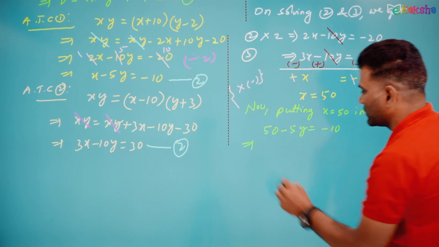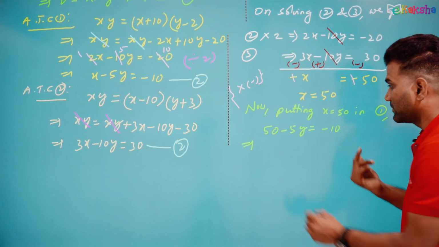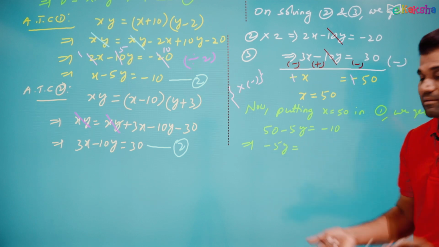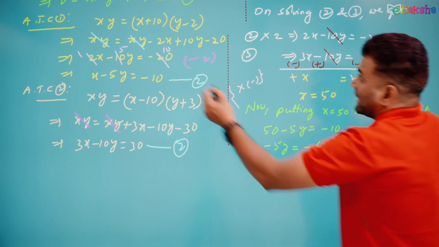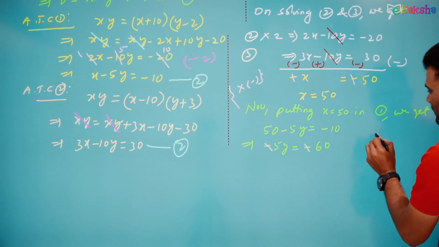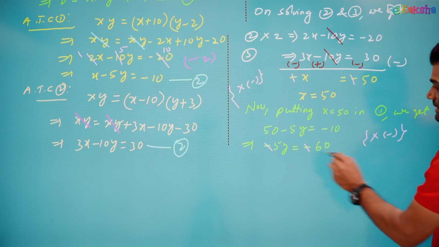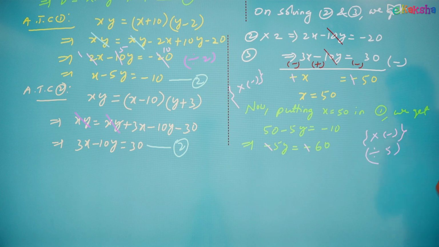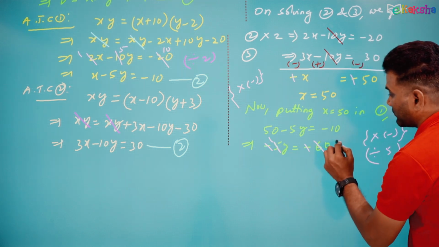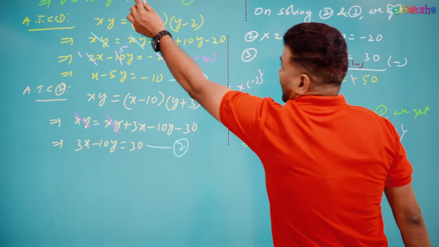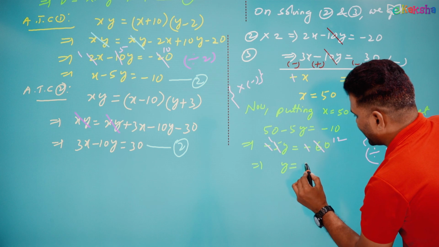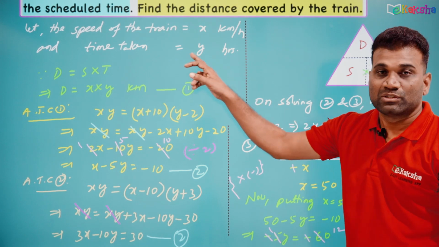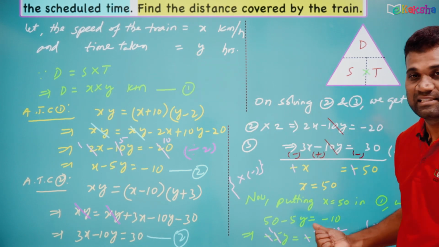On shifting this 50 to the other side, here it is positive, on the other side it becomes negative. Then minus 5y is equal to minus 10 minus 50, both negative. So we can sum up, so negative 60. Again both the sides we can cancel negative negative because on multiplying with negative sign, as well as 5 and 60 both are multiples of 5, so we can divide both the sides with 5, right. Then 5 ones are 5, 5 12s are 60. Then we have got y value 12, that is the time taken to cover the distance, that is 12 hours, right.